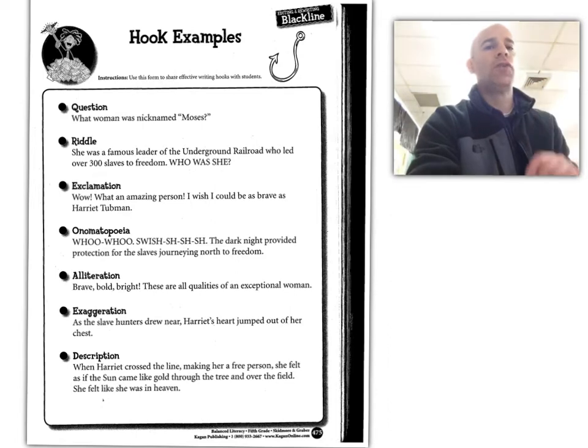So you're going to choose one of these ways to start off your writing. And remember, challenge yourself and push yourself. It's my expectation that you're going to choose one that you've never used before. That's how you're going to get better.